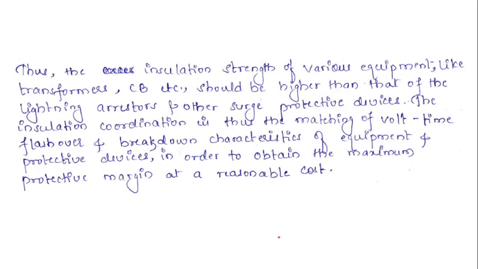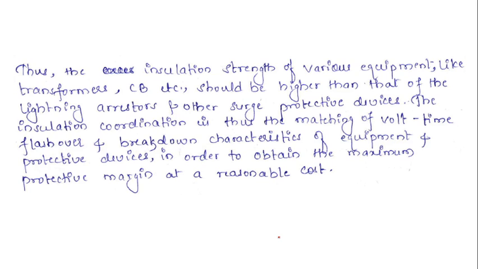Thus, the insulation strength of various equipment like transformer, circuit breaker, etc. should be higher than that of lightning arresters and other surge protective devices. The insulation coordination is thus the matching of the volt-time flashover and breakdown characteristic of the equipment and the protective devices in order to obtain the maximum protective margin at a reasonable cost.